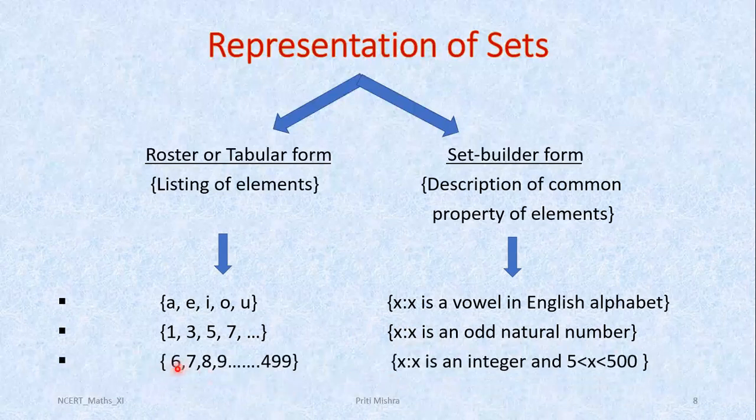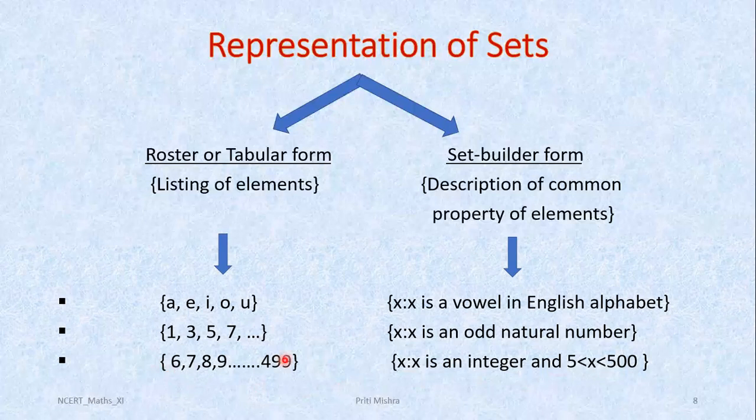Here is a set having elements 6, 7, 8, 9 up to 499. As all the elements are listed here, this is written in roster form. And if I have to write it in set builder form, then I have to make it generalized. So x is such that x is an integer and x lies between 5 and 500.